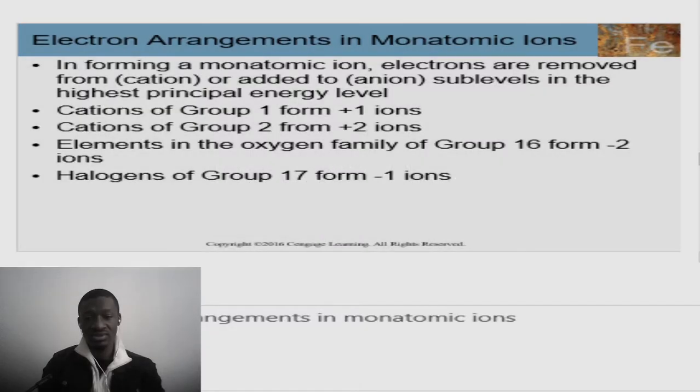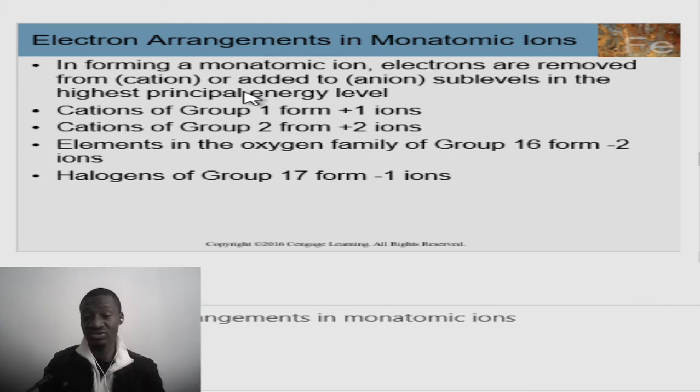Hello there, students, and welcome to part 2 of the lecture where we're looking at electron structure. So we just get right into it. I told us we're going to continue, and we're going to continue from electron arrangements in monatomic ions.